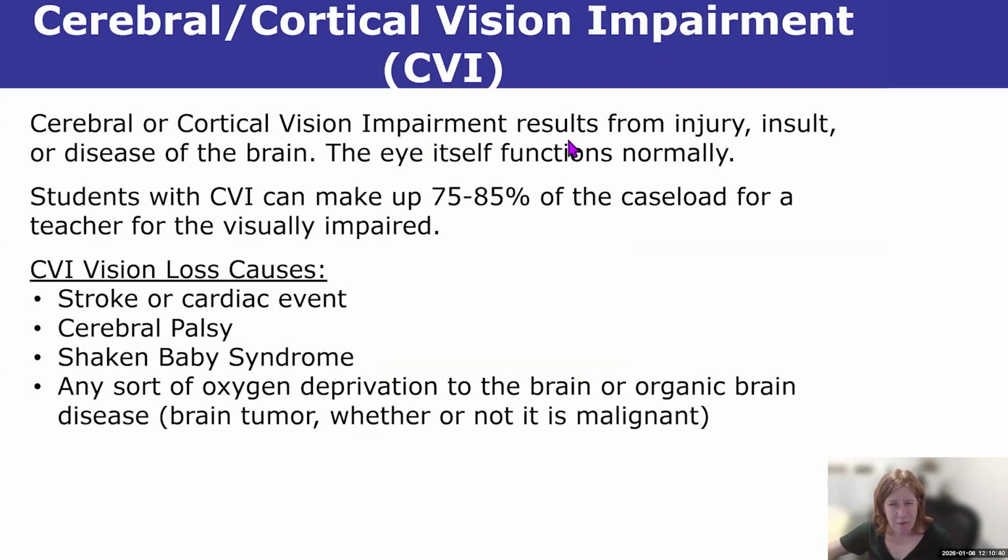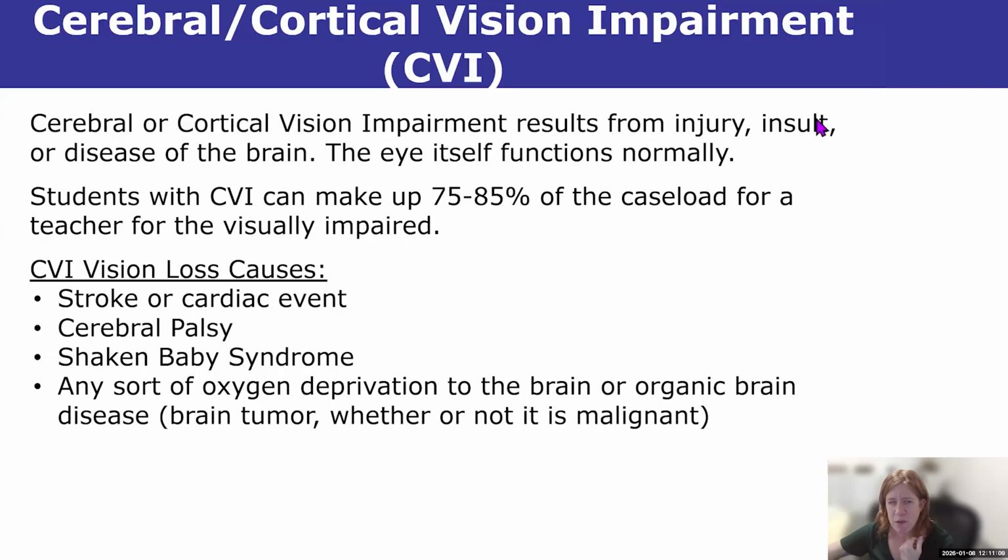Then we have my very favorite, my special kind. It's called cortical vision impairment. Cortical vision impairment is that there's nothing wrong with your eyes. Not a stinking thing. Your eyes are absolutely fine. Beautiful little orbs stuck in your face. But the problem isn't your eyes. The problem is the connection between your eyes and your brain. And it's a processing challenge.